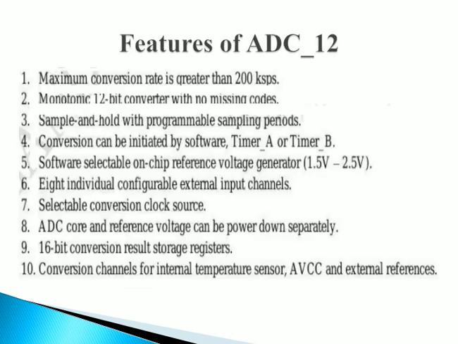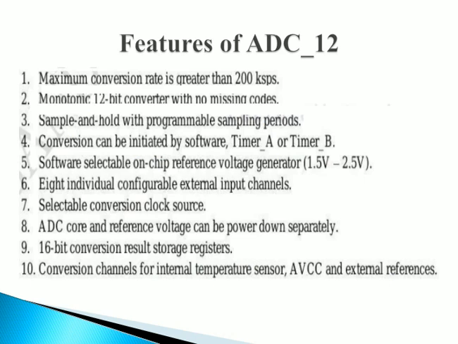We will see the next one, that is the features of ADC12. Your ADC12 has a maximum conversion rate greater than 200 ksps, and it is a monotonic 12-bit converter with no missing codes. It has sample and hold with programmable sampling periods. The conversions can be initiated with the help of software, either by Timer A or Timer B.